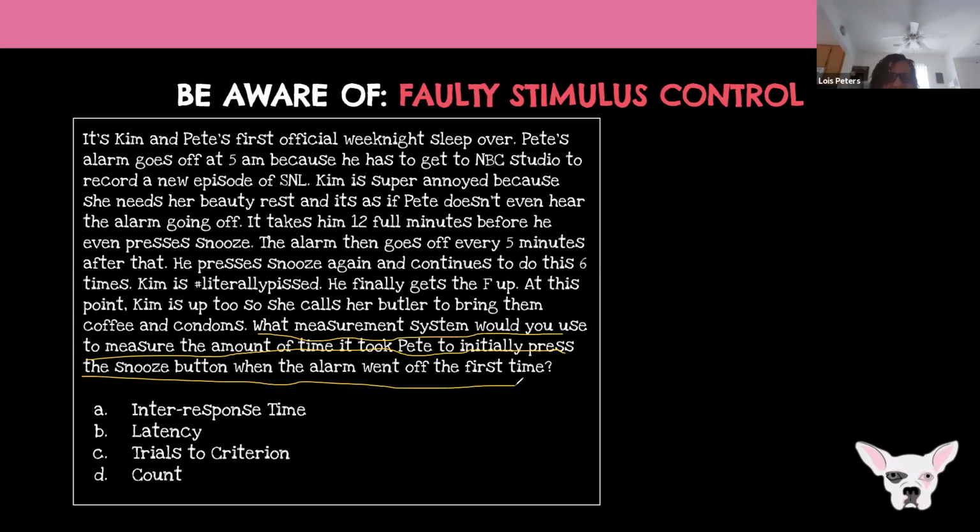What do you know about IRT? It is the time between the SD and the response. Beautiful, right? It's the time from the end delivery of an SD to the start of a response. Sorry, that's latency. The IRT is the time in between responses. I get those mixed up, so I have a scenario that I think of. So latency is between the SD and the response. Like, how much later from the SD does it take someone to actually respond?